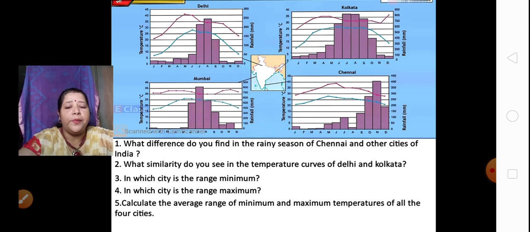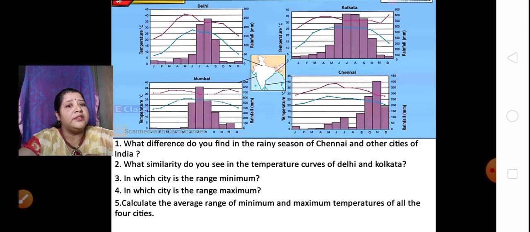Now see the graph properly, you will come to know where the range is minimum. The range is minimum in the city of Mumbai. Why is the range minimum in Mumbai? Because Mumbai is very near to the coast. And as you all know, temperature does not vary much near the coast. So the range in temperature is also much lesser in this city.